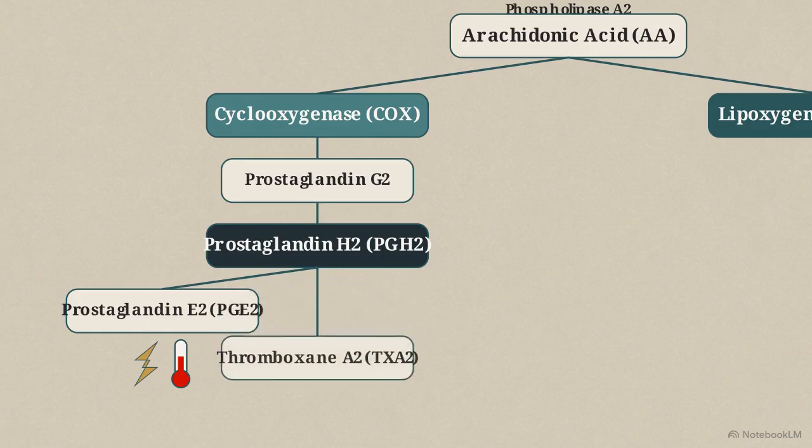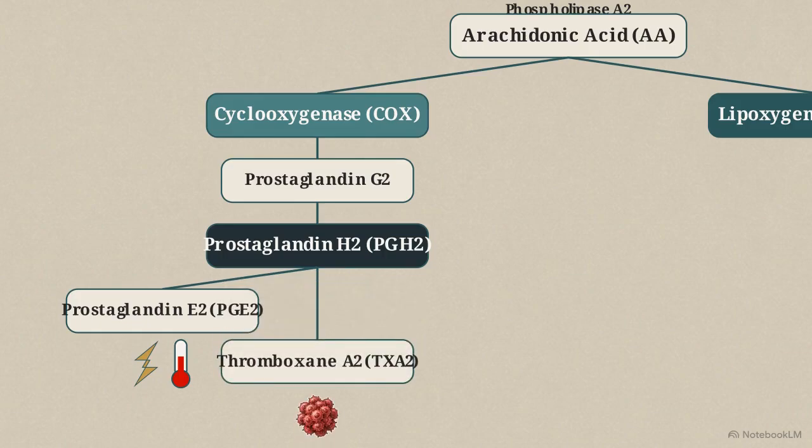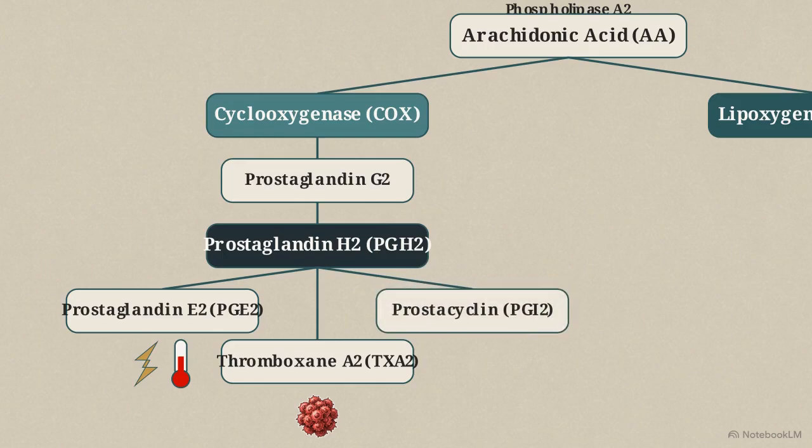Next is thromboxane A2. This acts on local blood vessels to cause vasoconstriction and facilitates platelet aggregation, initiating clot formation. To prevent unchecked clotting, the same pathway produces prostacyclin, or PGI2. This is the regulatory counterforce, causing vasodilation and inhibiting platelet aggregation.